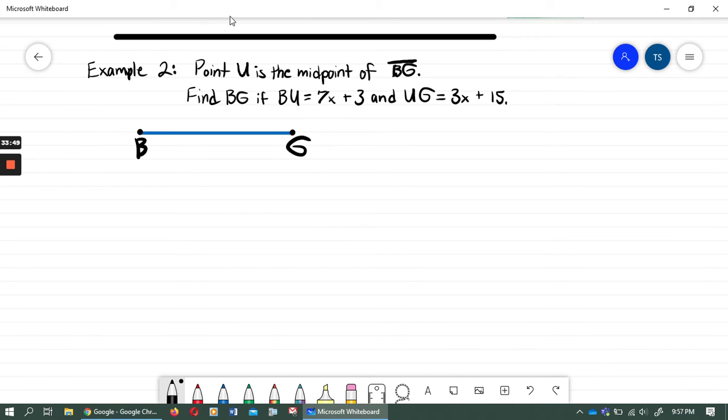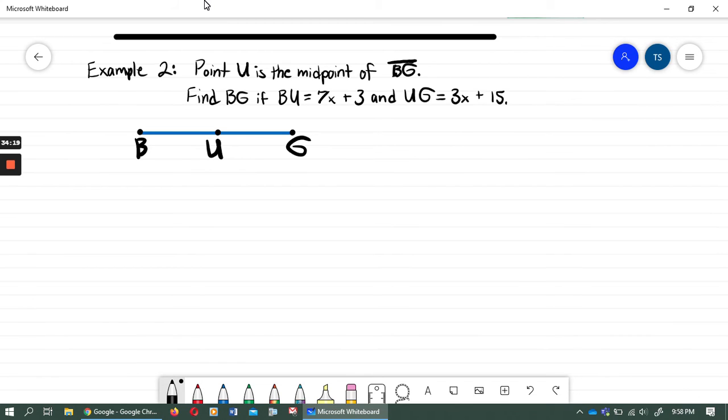Segment BG. And it says point U is the midpoint of segment BG. So, guess what? Point U is the midpoint of segment BG. Now, guys, that spells bug. Bug. That's so funny. Who came up with that? Alright, anyway.